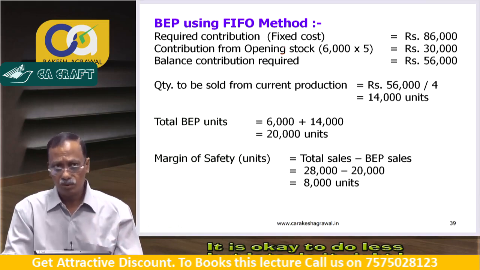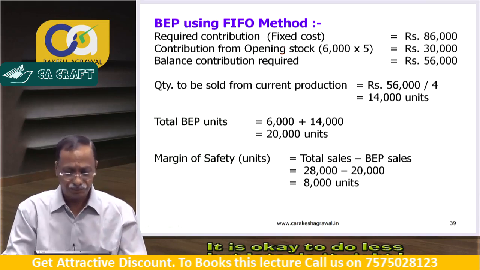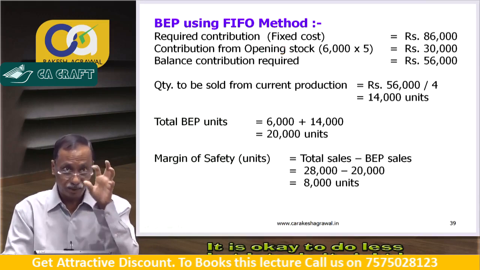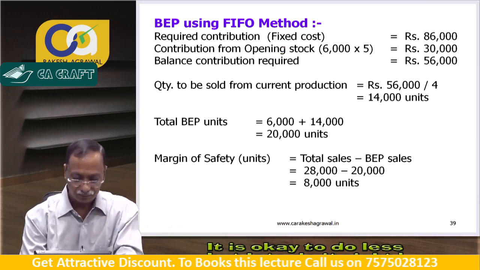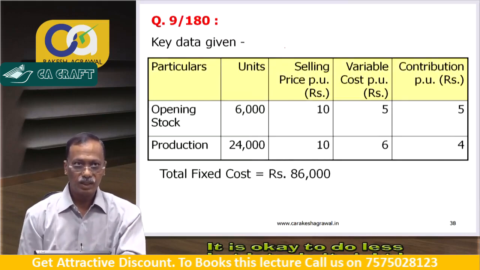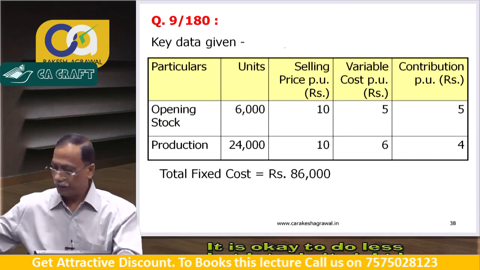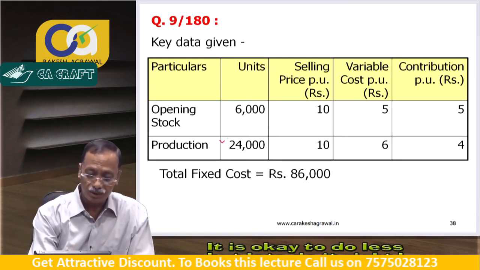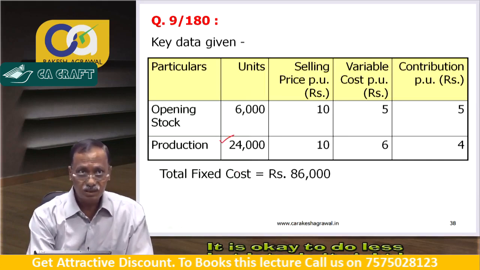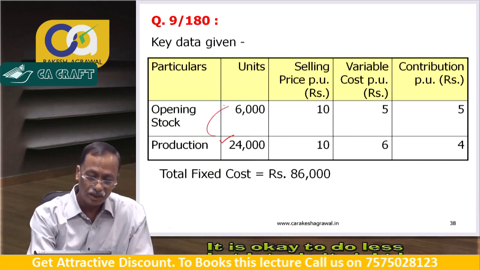I'll discuss LIFO also and weighted average also. So I'll just discuss it from our key data. Okay, so I'll take you back to the key data. If you have noted this down. So this was your key data. Now I will go by LIFO method. In LIFO method, first I will use these units. And if these units are insufficient to achieve BEP, then I will sell out of opening.